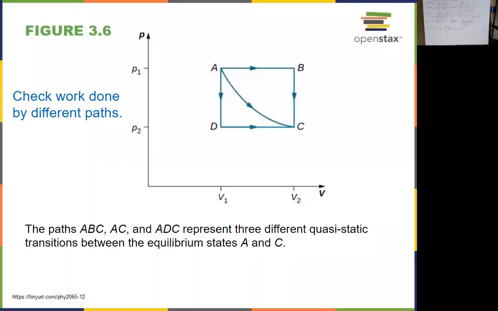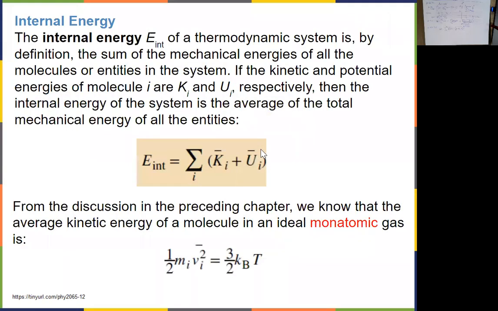So you can go back to the slide here. Our conclusion is that the work done from different processes is different.